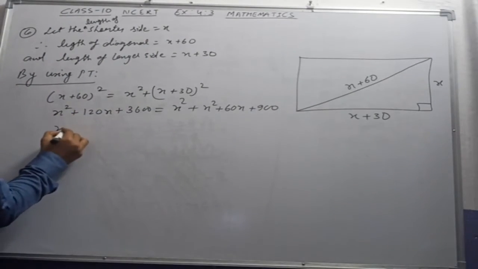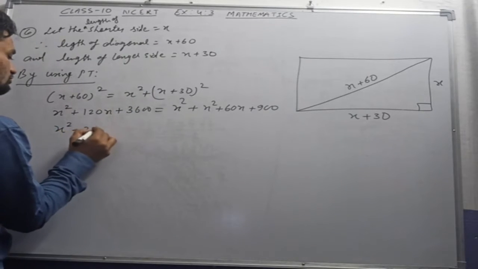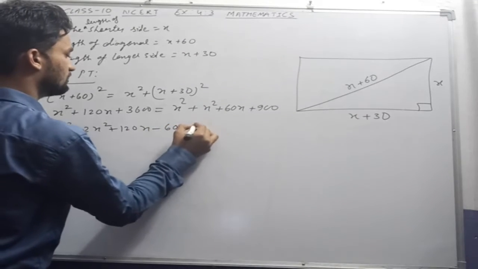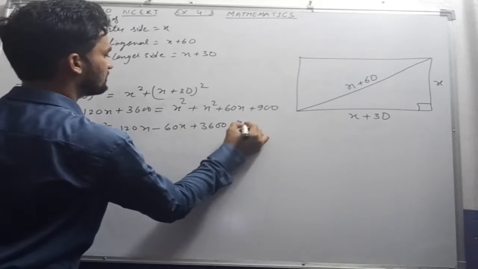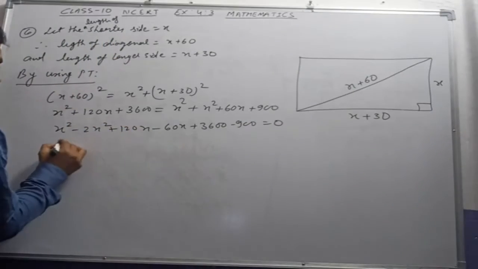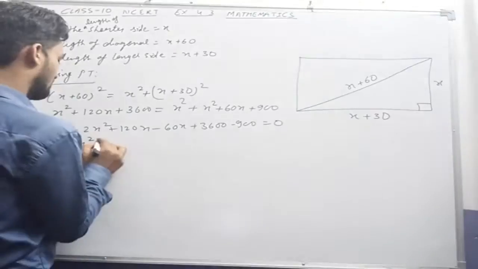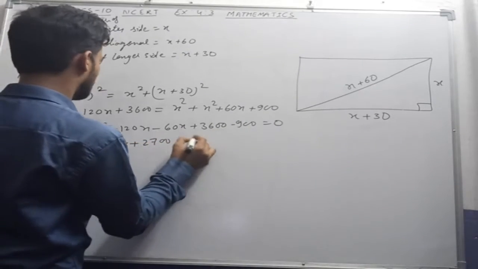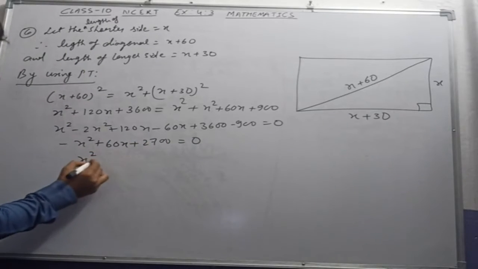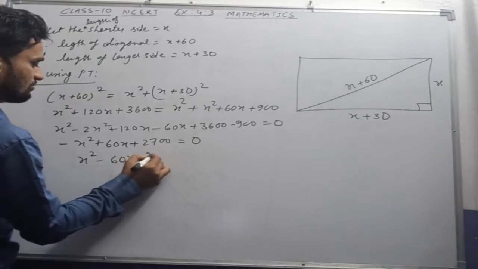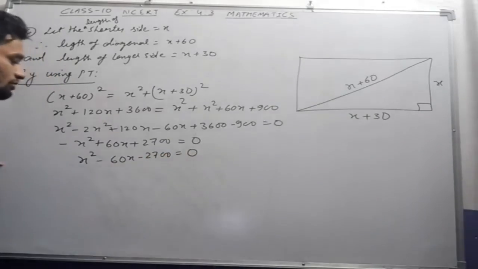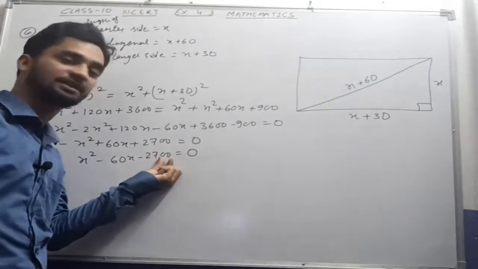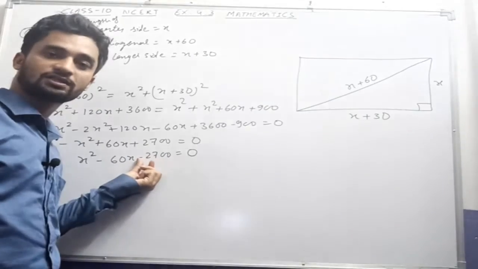So this will be X square, this will be minus 2X square. So plus 120X, this will be minus 60X. So plus 3600 minus 900 is equal to 0. So this will be minus X square plus 60X, and this will be plus 2700 is equal to 0. So take minus as common: X square minus 60X minus 2700 is equal to 0. So find out the two numbers whose multiplication is minus 27, forget about the 100, on multiplication minus 27.